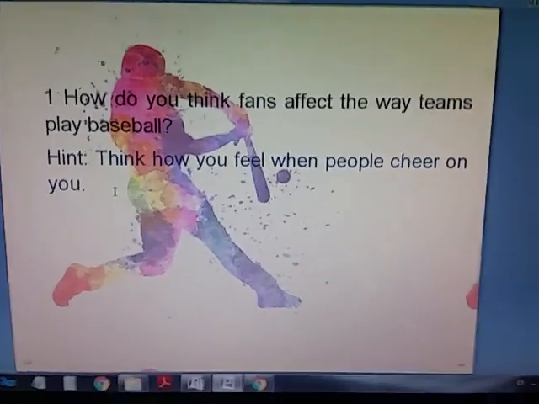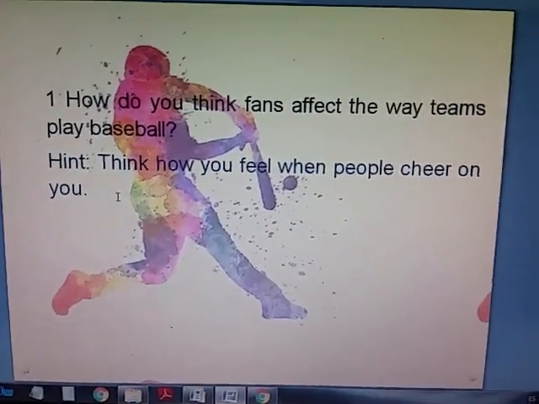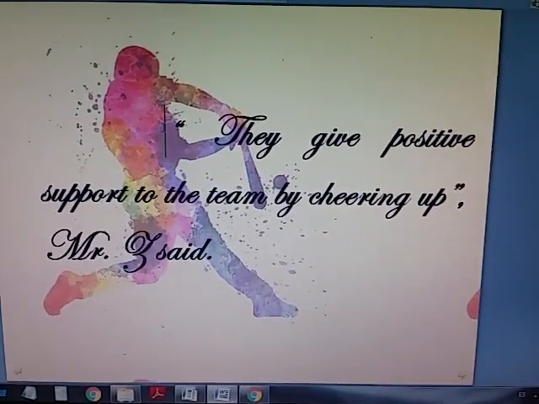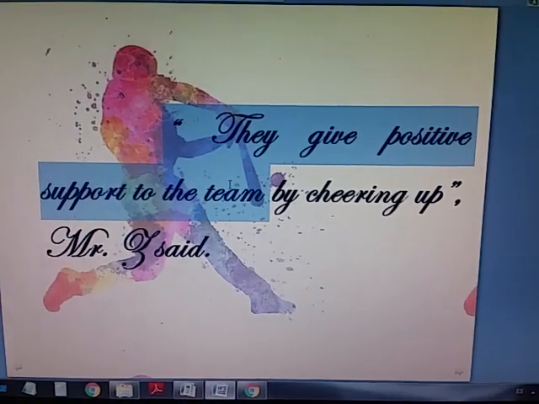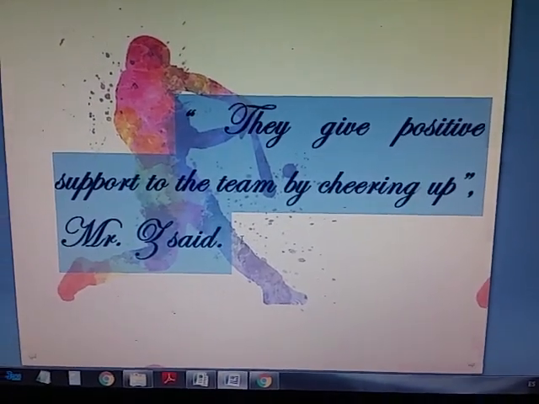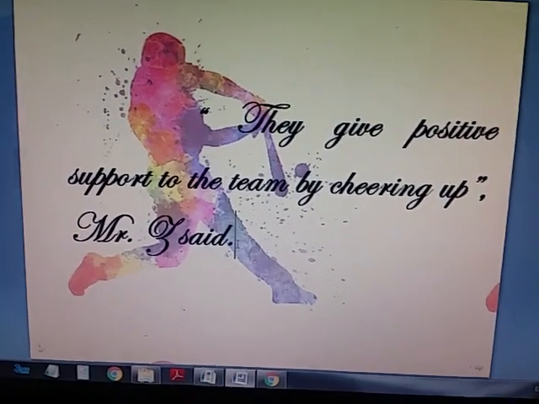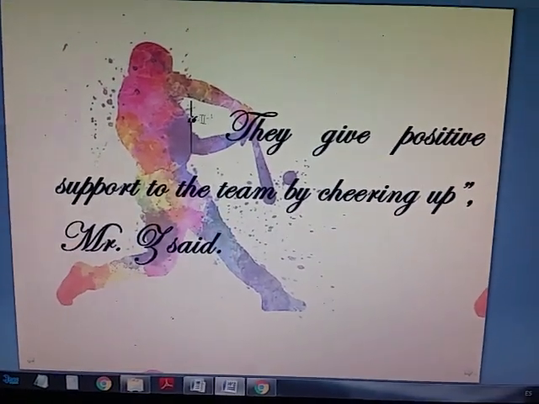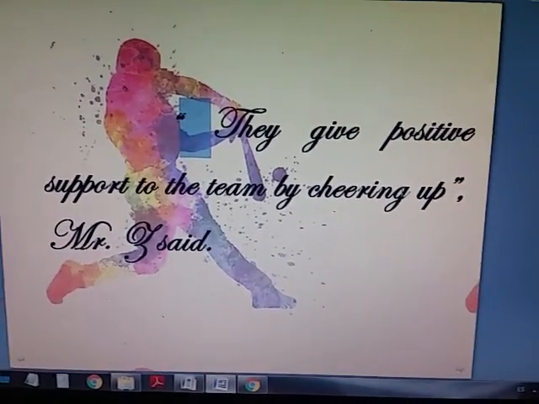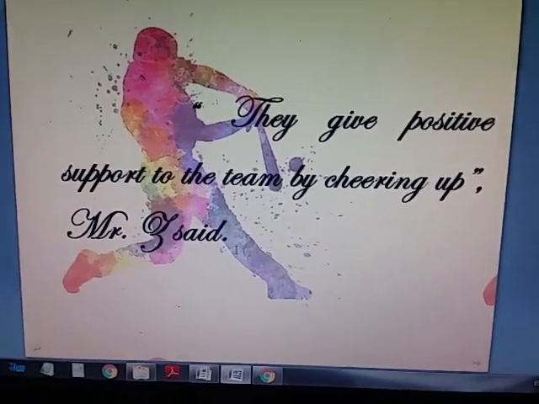Well, you can write your own answer. If not, I have mine. "They give positive support to the team by cheering up," Mr. Z said. Don't forget to give me credit if you copy my answer. And don't forget the quotation marks and comma.